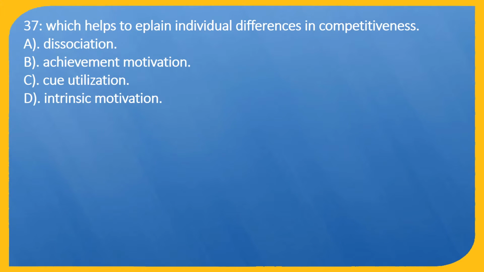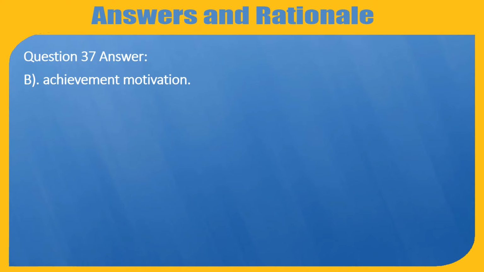Question 37. Which helps to explain individual differences in competitiveness? A. Dissociation. B. Achievement motivation. C. Cue utilization. D. Intrinsic motivation. Question 37. Answer. B. Achievement motivation.